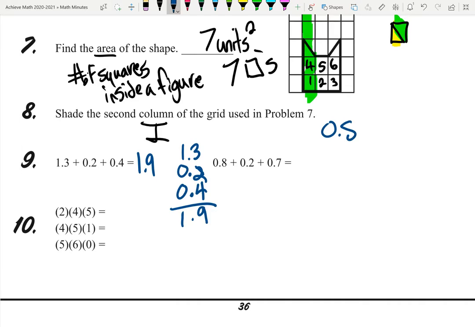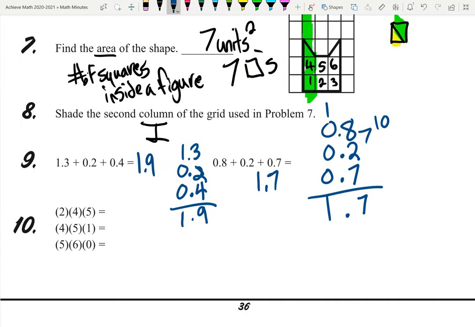Likewise, again, I write it out. Then I put the decimal, look to the left, 0, look to the right. Decimal, look to the right, look to the left. Now, 8 plus 2 is going to be 10. So the 7, carry the 1, it's going to be 1.7.